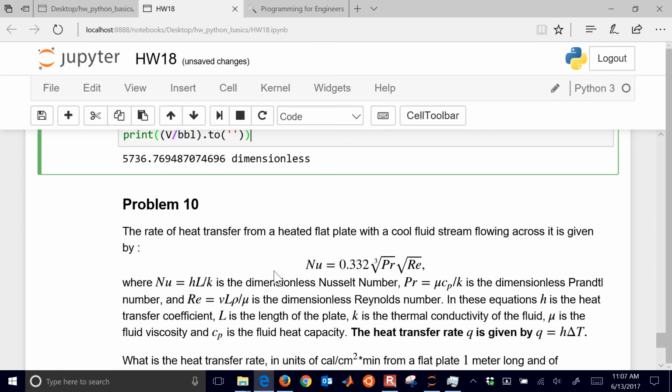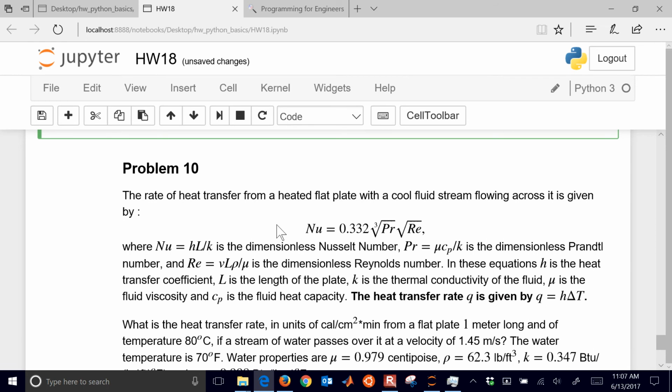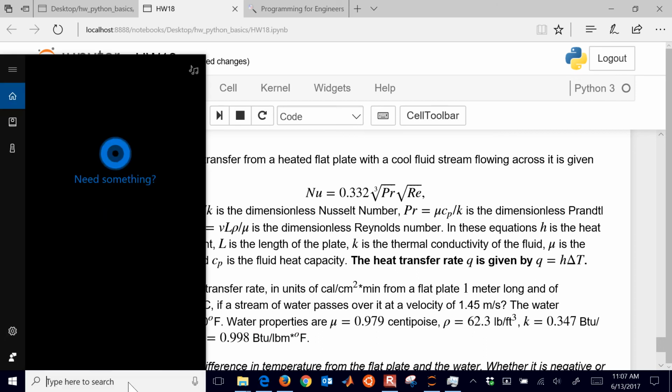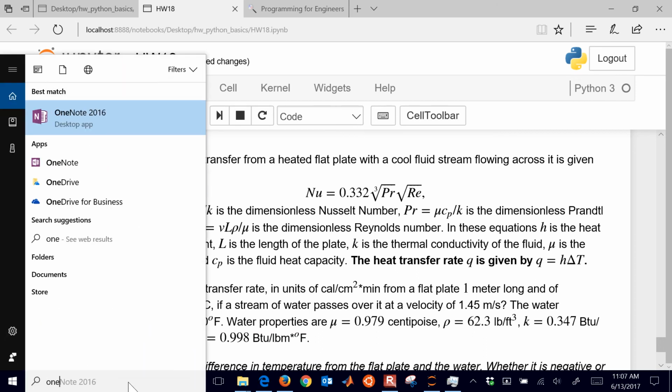Let me go on to problem 10 now. I have a rate of heat transfer from a heated flat plate. So this one I might need to draw a little bit just to show what's going on with this problem. So let me go ahead and draw this flat plate. This one's just a little bit more complicated, but it's a good example of a real unit conversions problem, this one involving heat transfer. Let's go ahead and open up OneNote here.